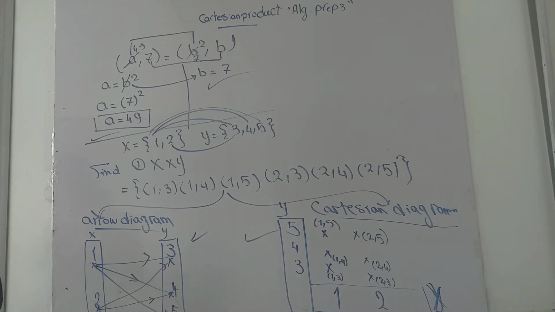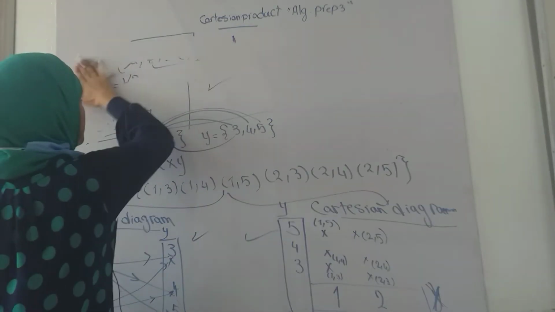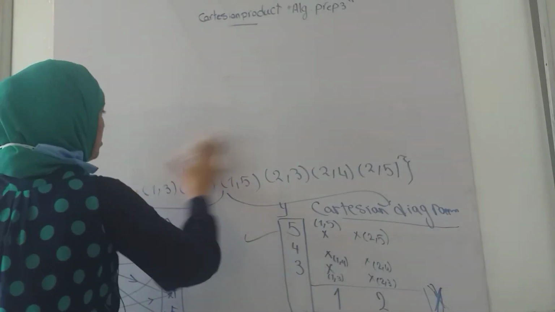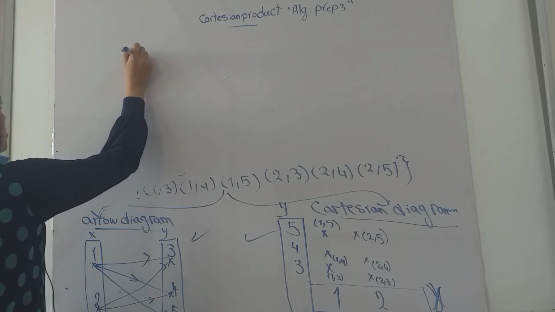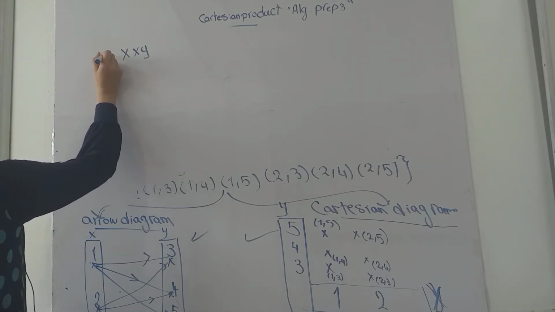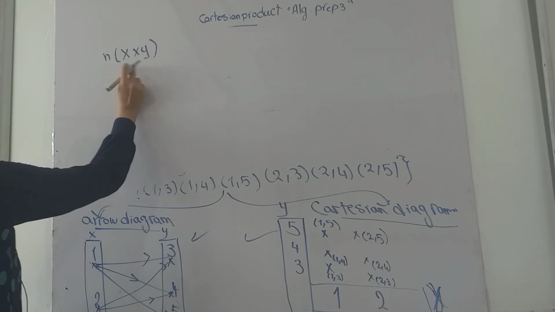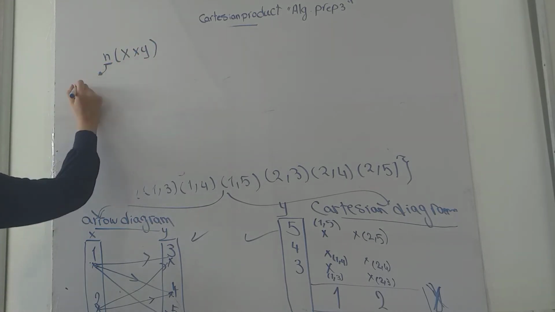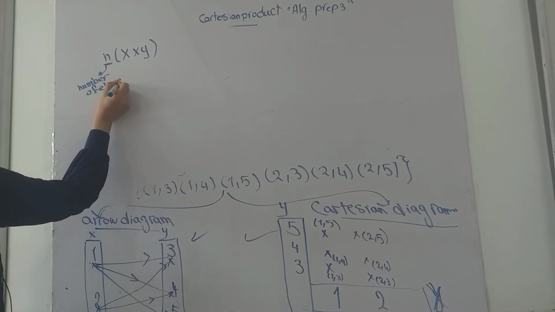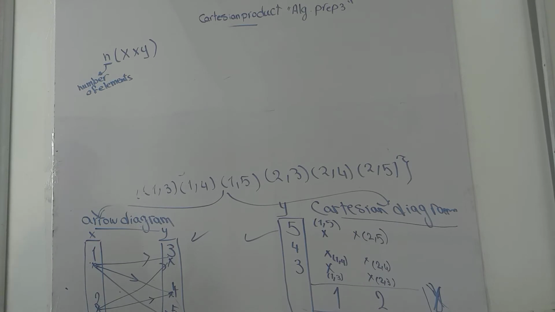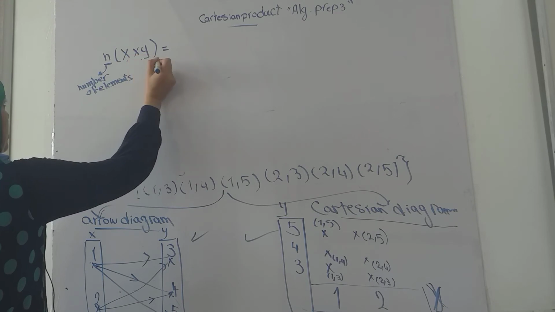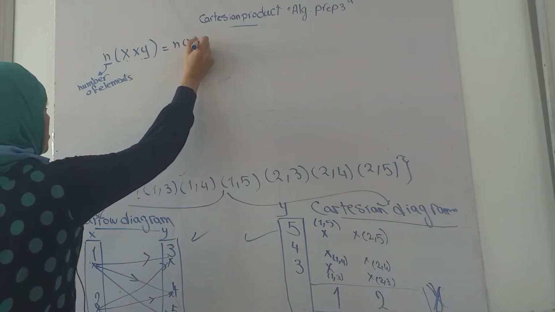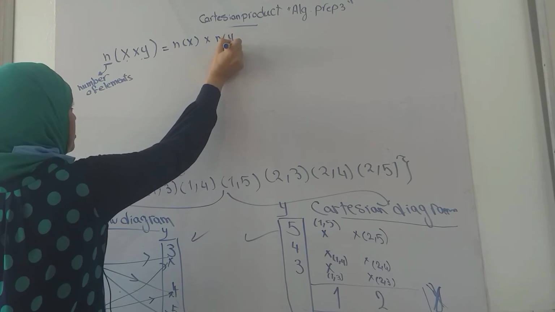Let's take very important rules. What are these rules? Firstly, if I have x Cartesian product y, what about the number of elements in x by y? n means number of elements. The number of elements in the Cartesian product of x by y equals n of x times n of y.